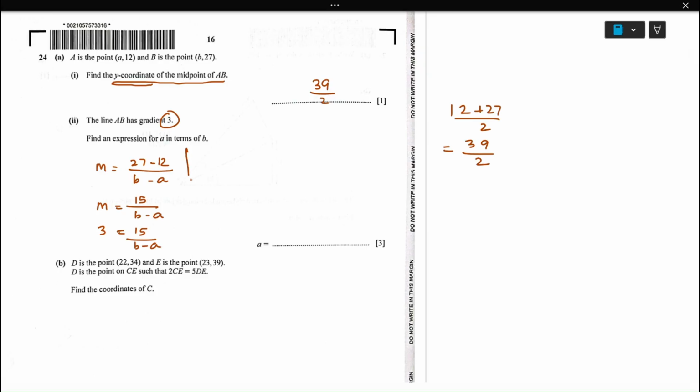So the next line I'll write here. I'll bring b minus a to this side, which is going to be 15 by 3. So b minus a equal to 5. Here I'll bring b to the left side as negative 5, and a stays on the right side. We have to find the expression for a. That's it. So a equal to b minus 5. So b minus 5 is the answer here.